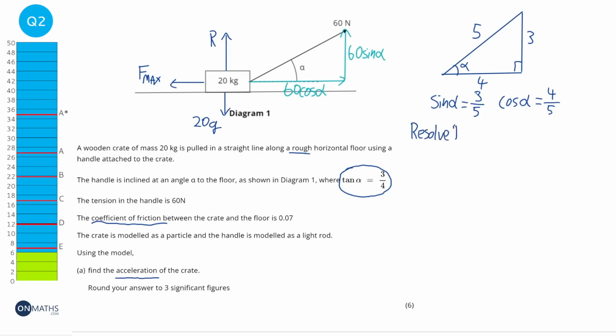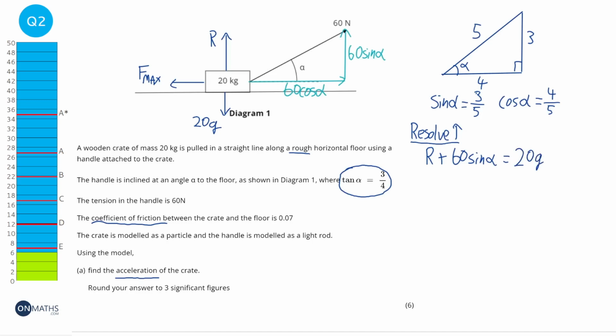We're going to do it vertically first. Now, looking at all of the forces going up, we have R, and we've got that 60 sine alpha. And we know it's not moving up or down, so that's going to be equal to the 20g there.